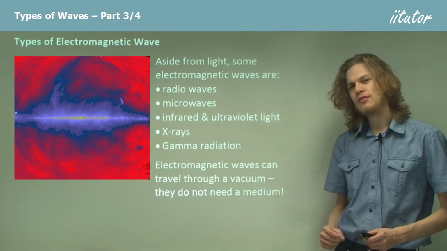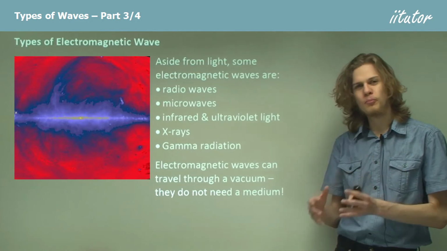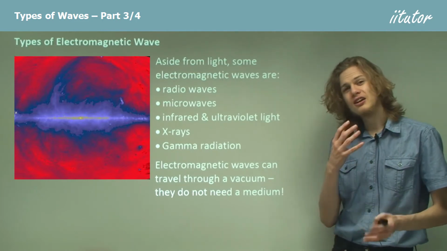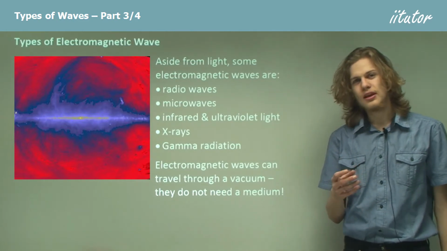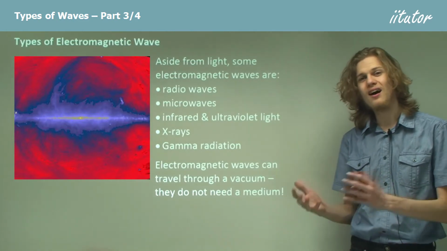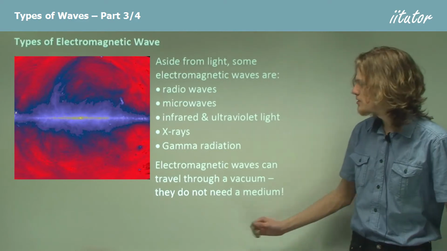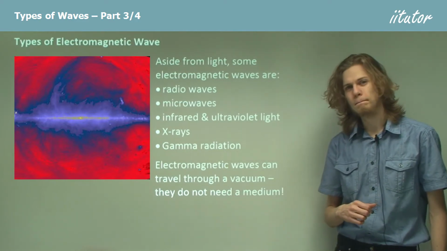And now it turns out that they don't actually need electrons to propagate. They can propagate just through having the electric and magnetic fields. And because of this, they can travel through a place even if there are no electrons. This means that they're propagating through a vacuum.